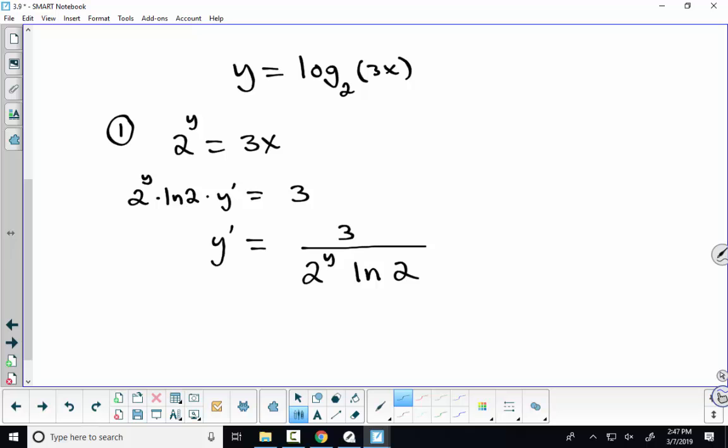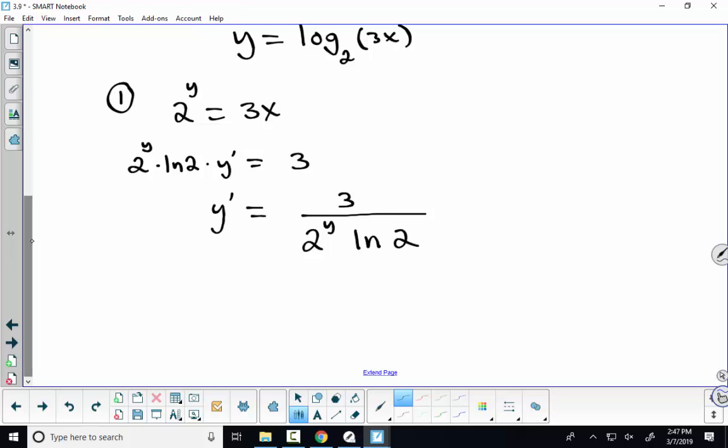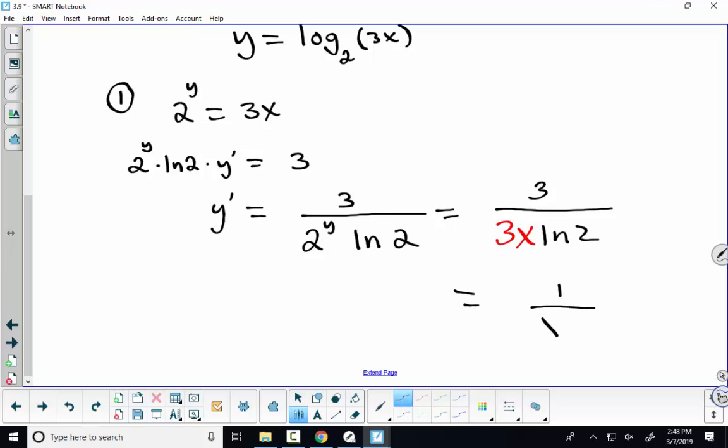Why doesn't that derivative look like our derivative up here where it was 1 over x ln of 2? Yeah, because of the 2 to the y. We're saying y prime in terms of y. We never want to write that out. What's 2 to the y? 3x. Two to the y power is 3x. So then we can cancel out those 3's, and we have 1 over x ln 2.